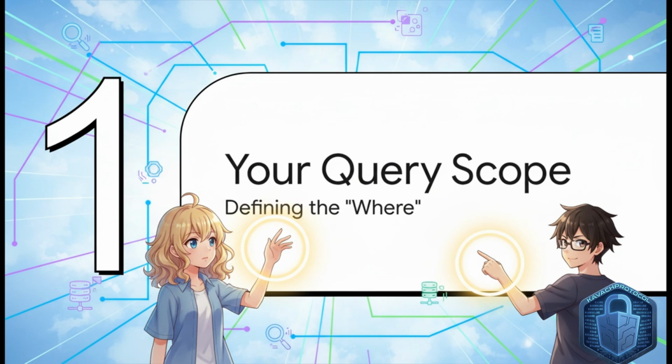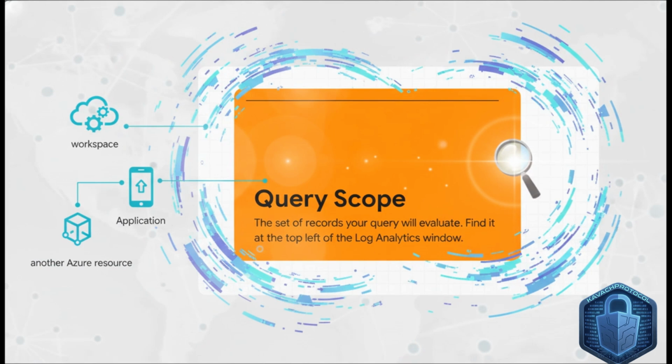All right, let's get into our first pillar, the query scope. The easiest way to think about this is like you're drawing a boundary. You're drawing a box around your data, and it defines exactly where your query is going to look for records. So yeah, the formal definition is that the scope is the set of records your query will evaluate.